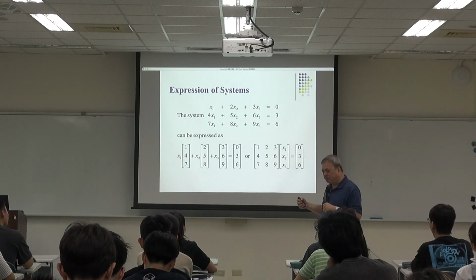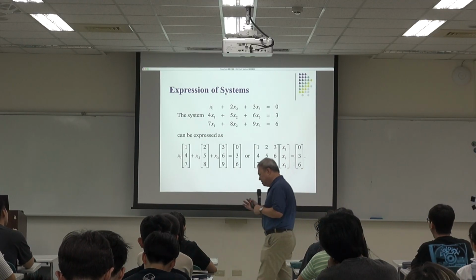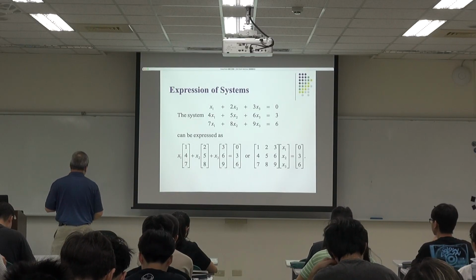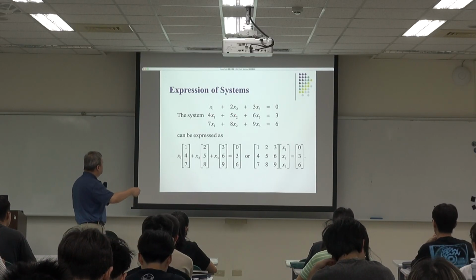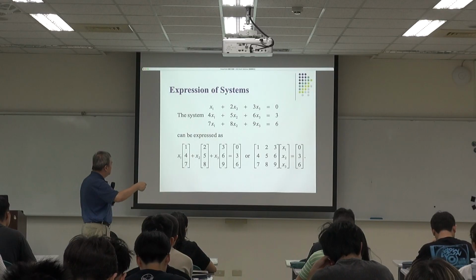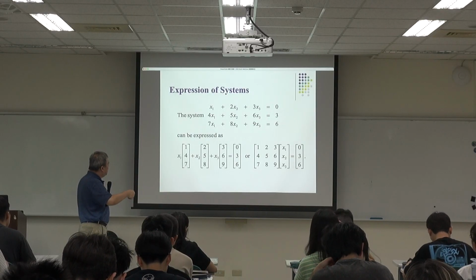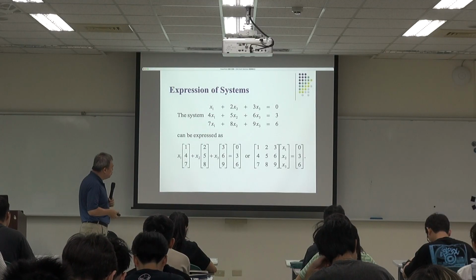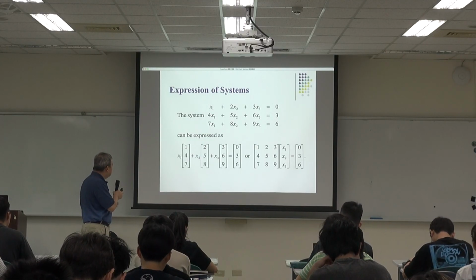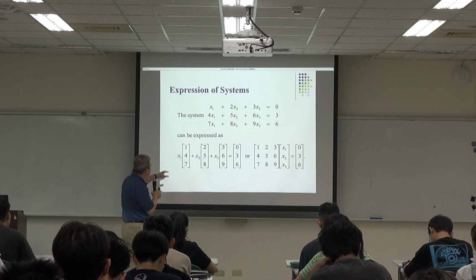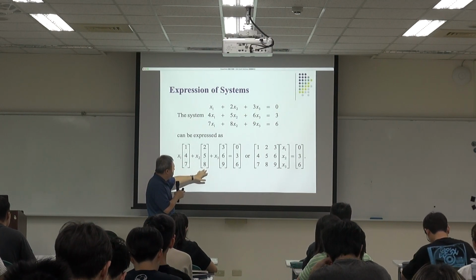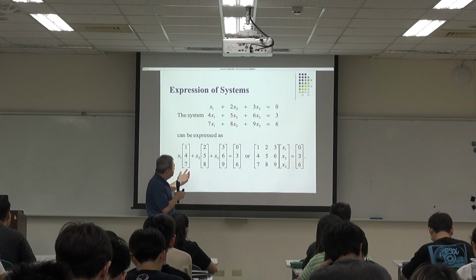Remember the connection between the matrix and the system of linear equations. Say we have a system of linear equations like this. We can express it in two ways. First, we can express it as a linear equation of vectors.